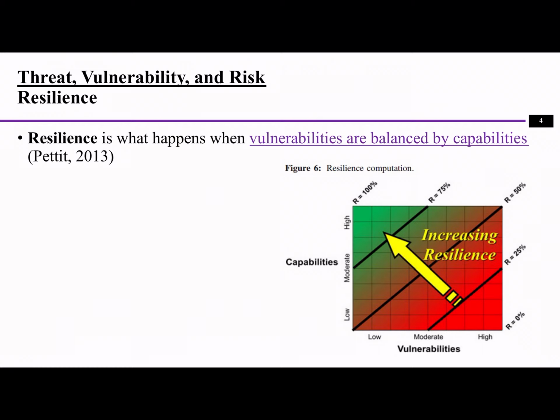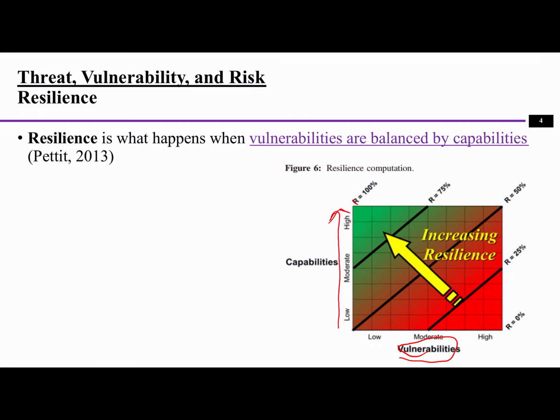Another term is resilience. Resilience happens when vulnerabilities are balanced by capabilities. So you can tell that when the capabilities go up, the resilience also goes up, with low vulnerabilities.